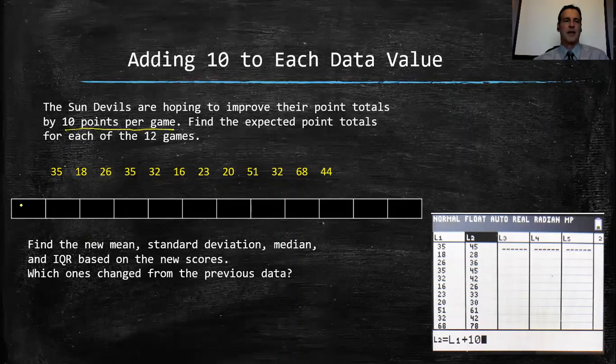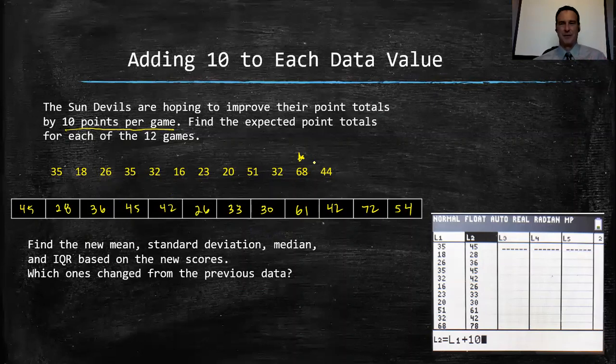So this would be 45, this would be 28, this would be 36, 45, 42, 26, 33, 30, 61, 42, 72. People want to know if that's real. That is true. You just scored that many in a game. And 54.